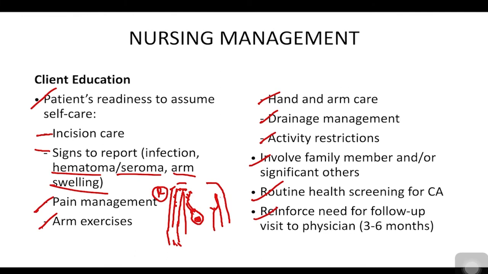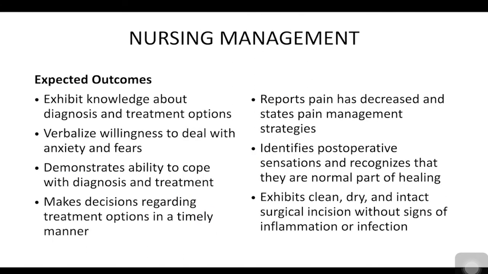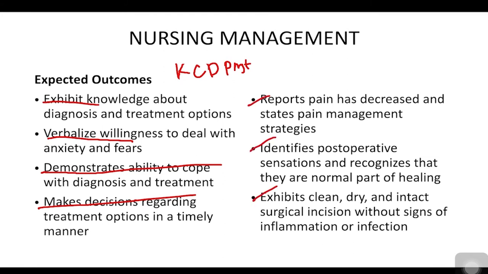Okay, so exhibited outcomes, it's more of the knowledge, verbalization, coping, okay, and decision making. Okay, knowledge, coping, decision making, and pain management. Okay, usually yan naman yung mga ano natin dito. Tsaka wound care, dyan lang siya umiikot. Knowledge, coping, decision making, pain management, and wound care. Okay, for the expected outcomes.